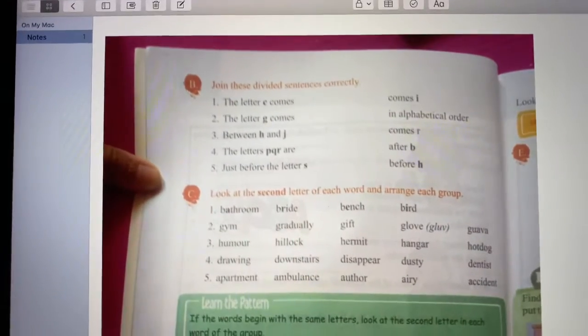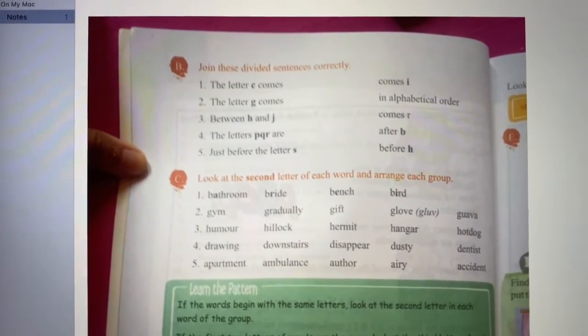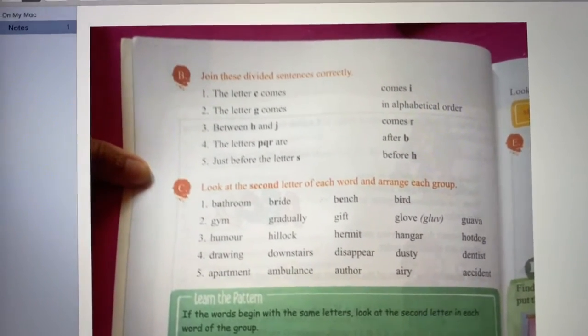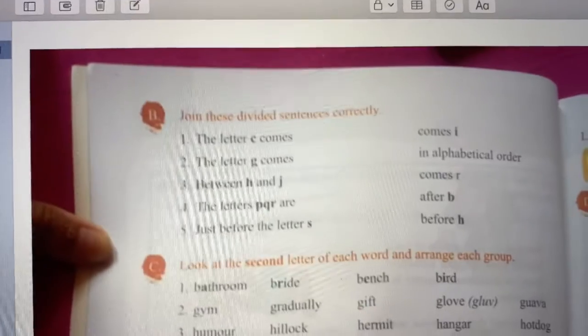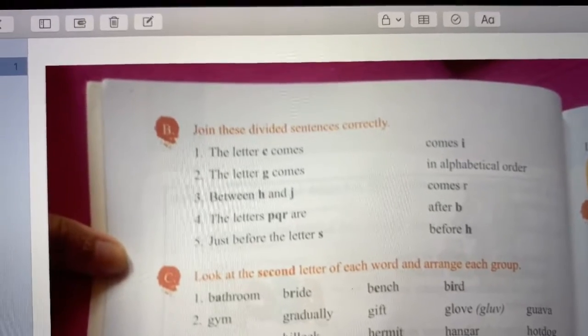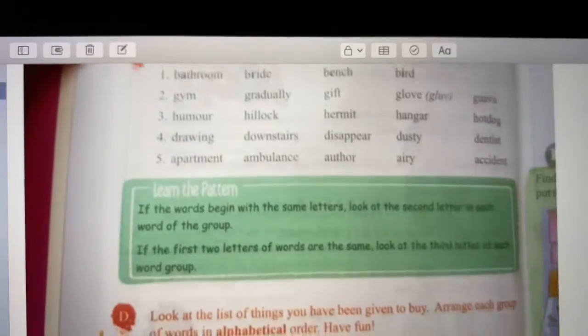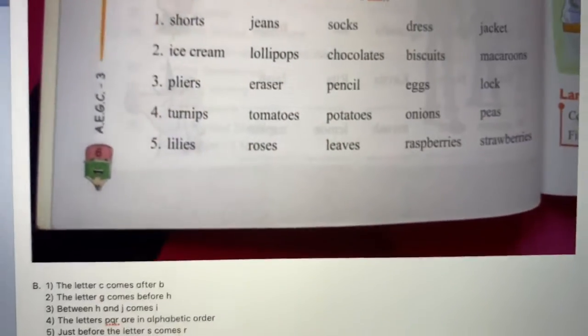Moving on to the second exercise. It says join these divided sentences correctly. So in the exercise book, the children should use a pencil and match the columns over here. I have answered them side by side below.